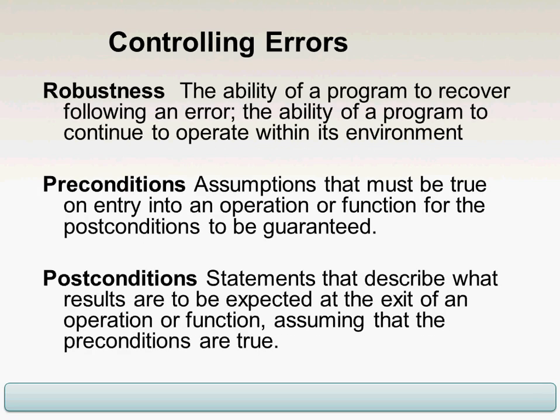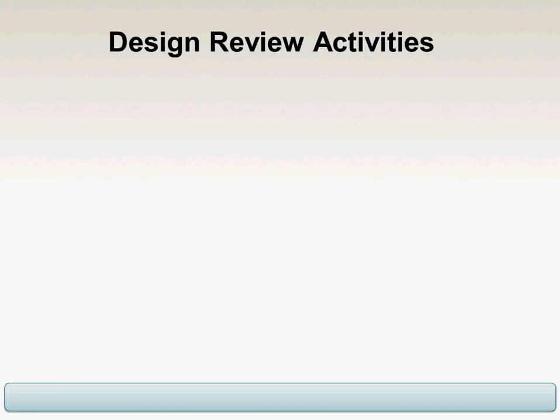Some terms here. Robustness is the ability of a program to recover following an error. Sometimes, like in our homework assignments, I'll just tell you we're not going to test for error conditions, so you don't have to worry about that. But then sometimes we will. So if a program is robust, it'll recover from an error. And preconditions are assumptions that must be true on entry into an operation or function for the postconditions to be guaranteed. There might be a range of values that you only have to test for. And postconditions, of course, are after the fact.